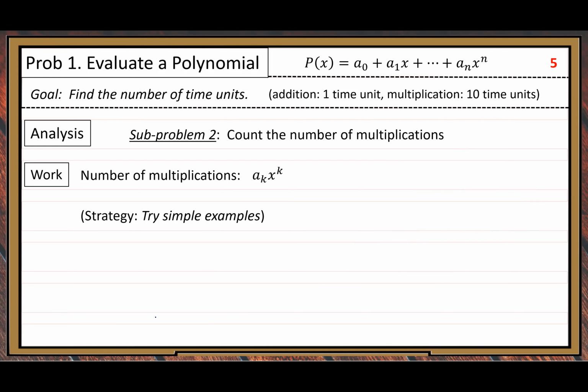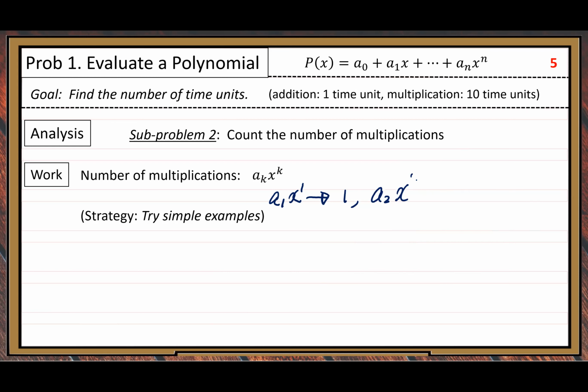Sometimes when we work on a particular problem and we do not feel it is easy, there is one simple strategy that is very effective. Here we can try that. A1 times x to the first. How many multiplications do we need in this term? A1 times x, value 1. Yes, good. Let's try another one.